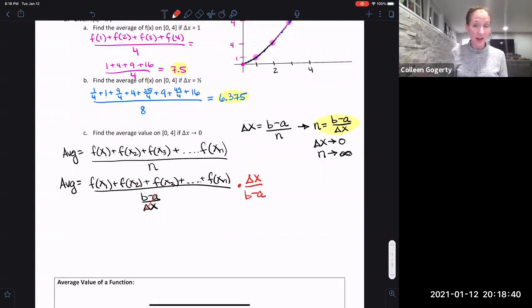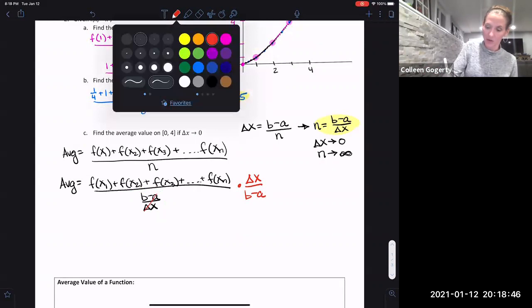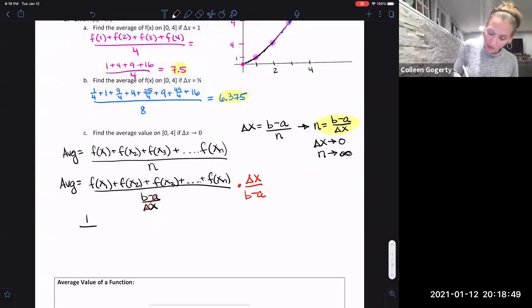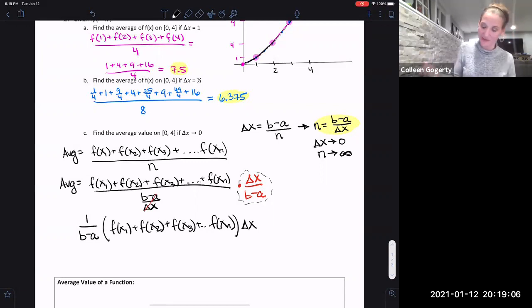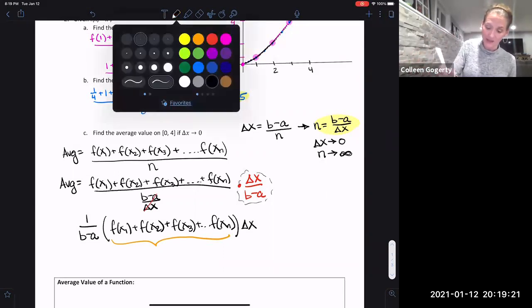All right, now follow me because I'm going to do a little bit more algebra here. I've got 1 over b minus a. All I'm doing is separating this out a little bit, times f of x sub 1 plus f of x sub 2 plus f of x sub 3, on and on and on, f of x sub n, times delta x. Well, my dears, we've seen this back in pre-calc. If you are adding all these values over and over again, what we have happening is a summation.